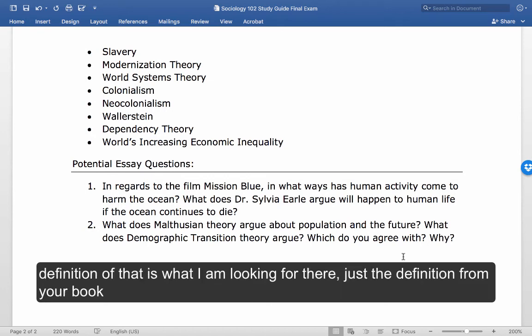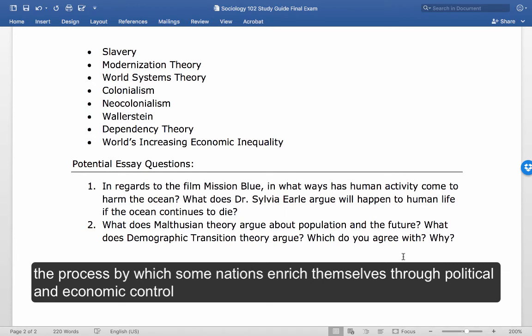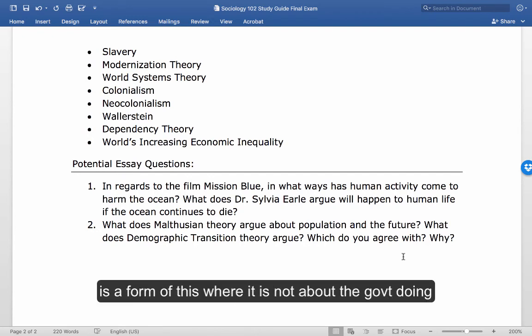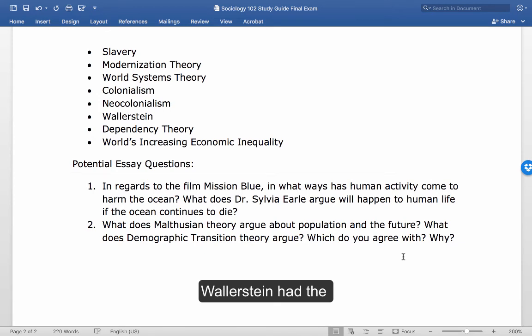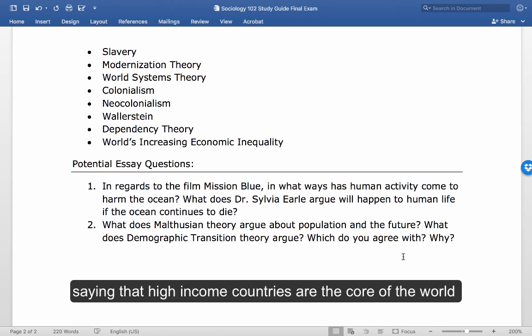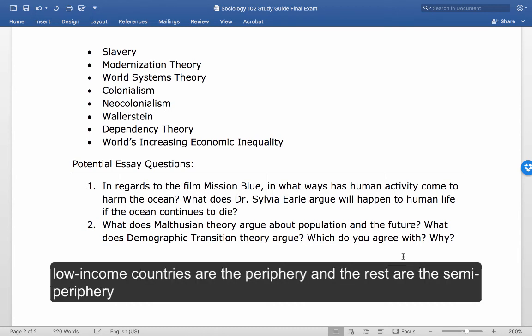So colonialism, the definition of that is what I'm looking for there, just the definition from your book: the process by which some nations enrich themselves through political and economic control of other countries. Neocolonialism is a form of this where it's not about the government doing it as much as it's through multinational corporations. Wallerstein had this world systems argument where he was saying that high income countries are the core of the world, low income countries are the periphery, and the rest are the semi periphery.